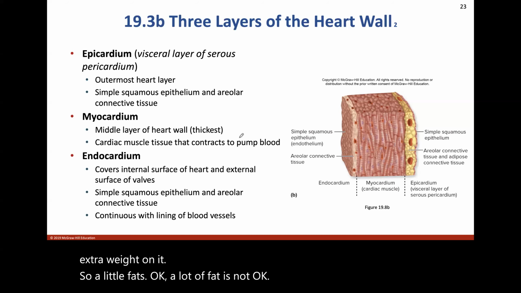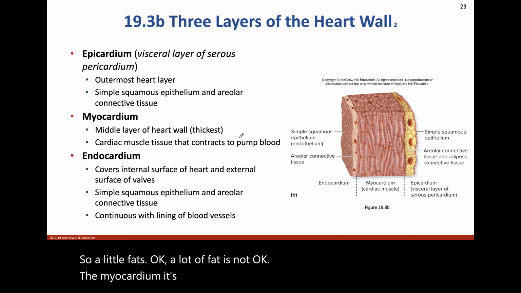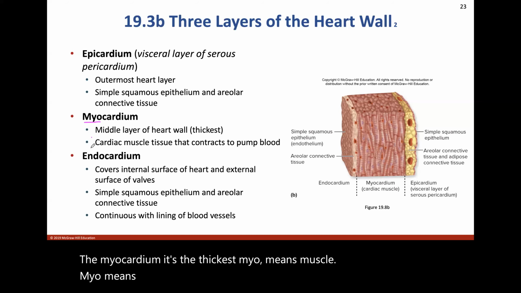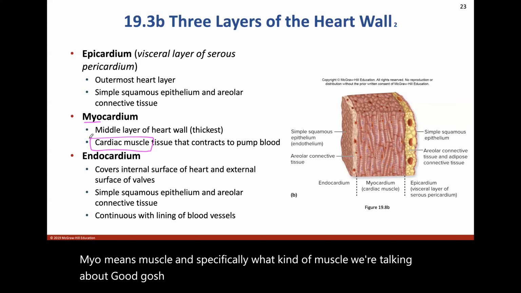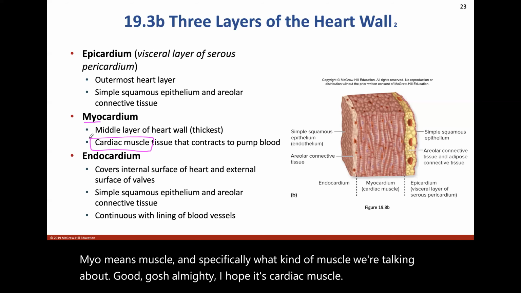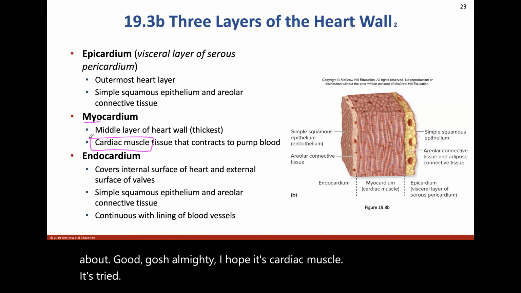The myocardium is the thickest. Myo means muscle. And specifically, what kind of muscle are we talking about? Good gosh almighty, I hope you know. It's cardiac muscle. It's striated, but it's also highly branched, has gap junctions, all those fun things that we talked about at the beginning.